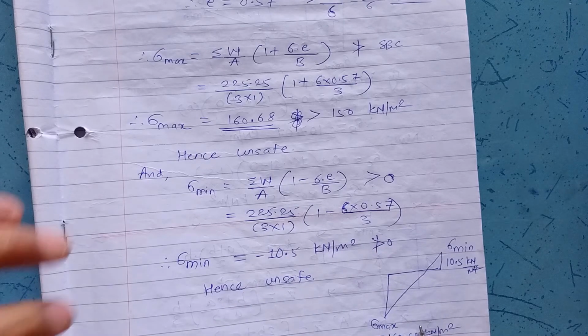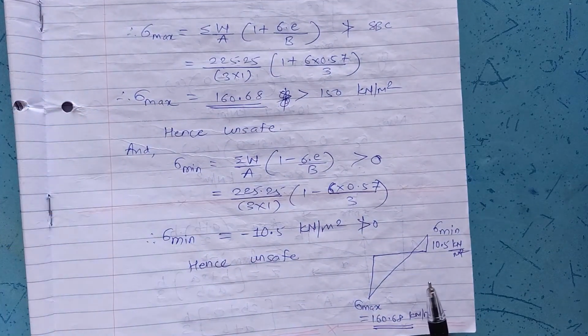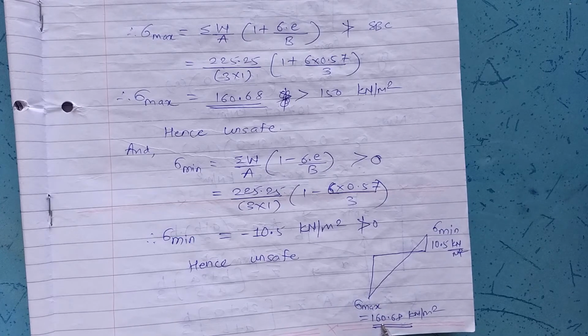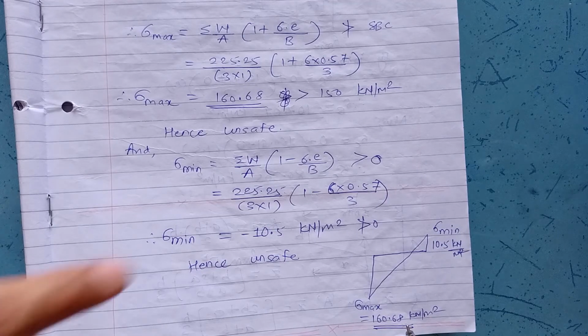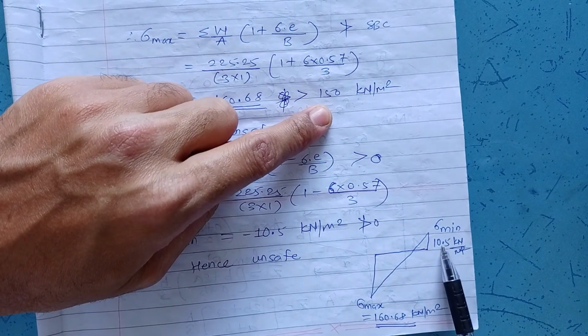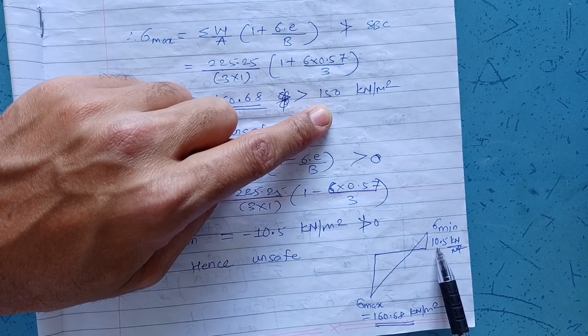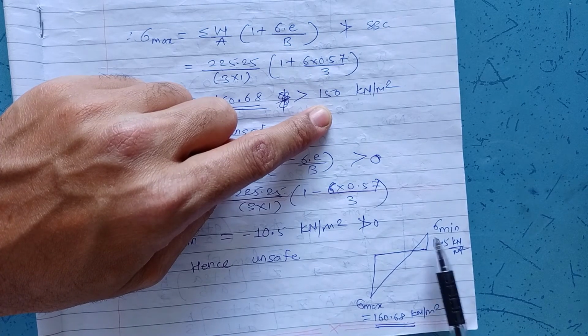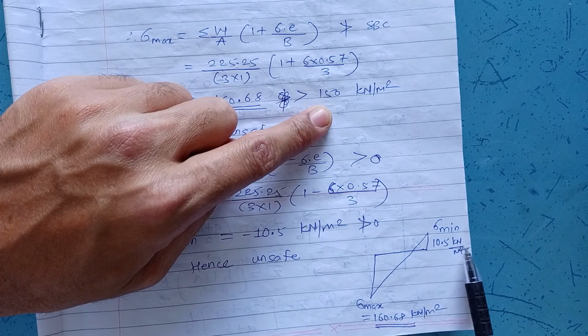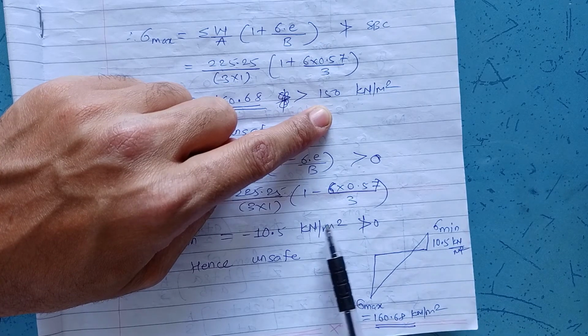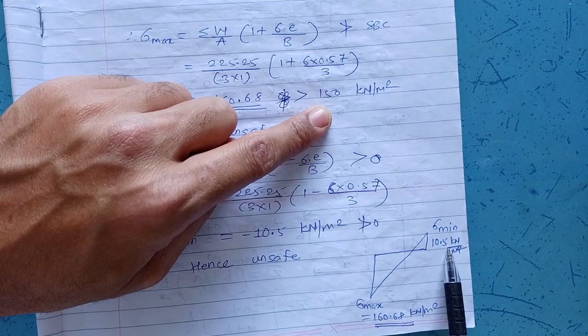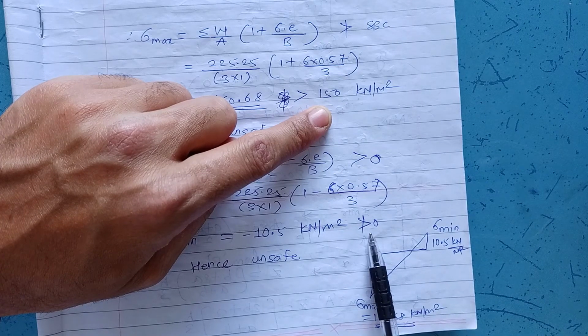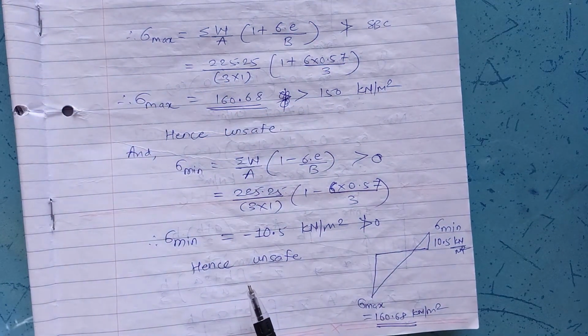Now this is the pressure diagram for our retaining wall, where maximum pressure at the toe is 160.68 kilonewton per meter square, which is greater than the safe bearing capacity of the soil, and the minimum pressure is minus 10.5 kilonewton per meter square, hence this is in tension, which is not greater than 0, considering minus sign as it is on the tension side. Hence our section is unsafe against maximum pressure.